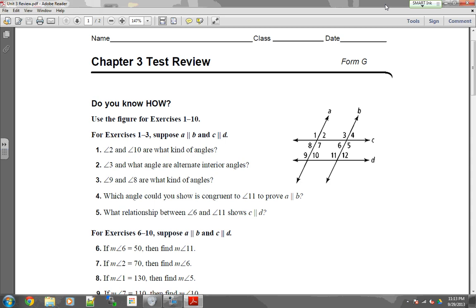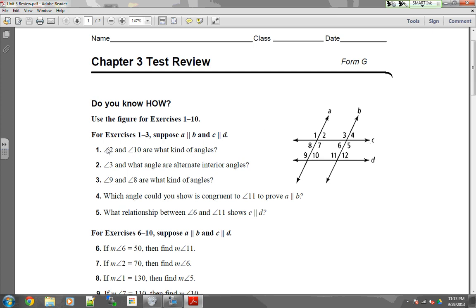Alright, this is your Chapter 3 test review video. So let's get started. It says for exercises 1 through 3, suppose that line A is parallel to B and C is parallel to D.